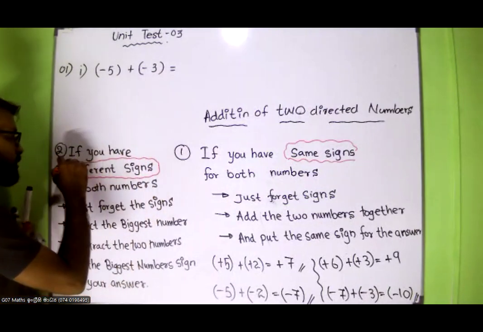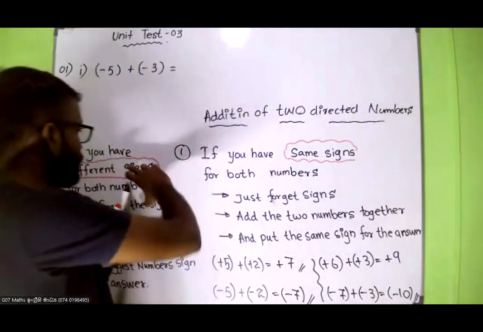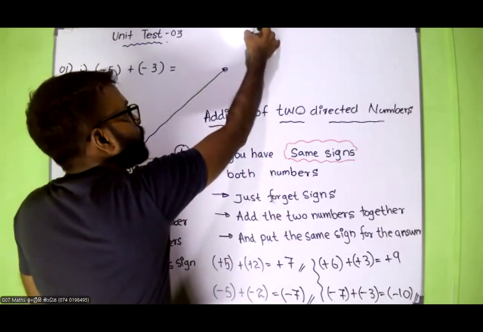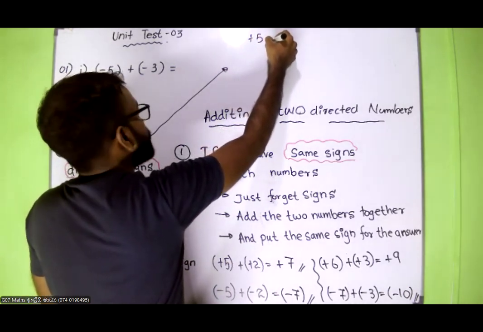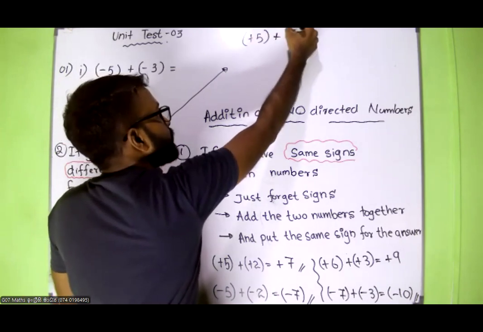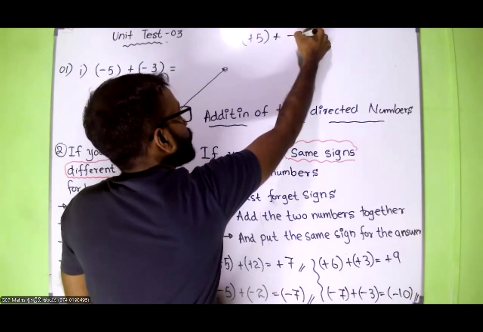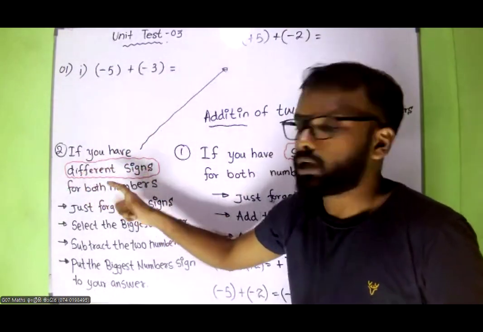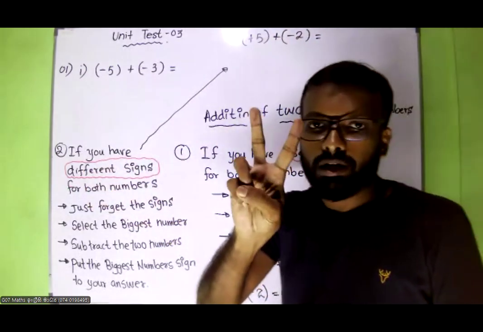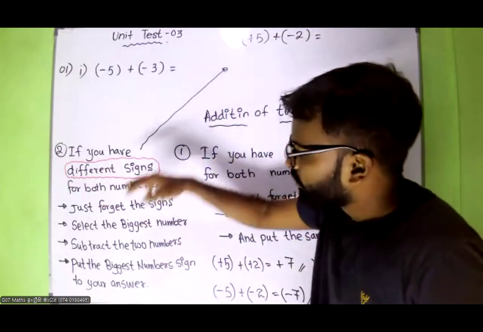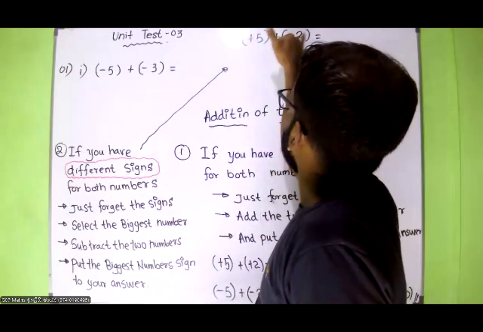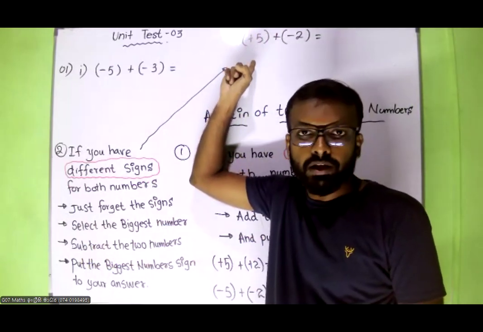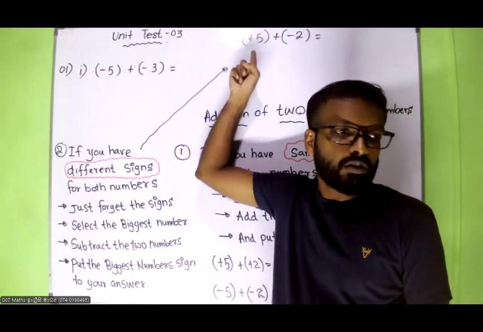So let's do some examples, like I did previously. So now I have positive 5, and you are going to add negative 2. How do you decide? You have to first check what are the signs of both numbers. Positive and negative, different signs. So just forget the signs. 5 and 2. Select the biggest number. What is the biggest number here? 5. You have 5 as the biggest number here.